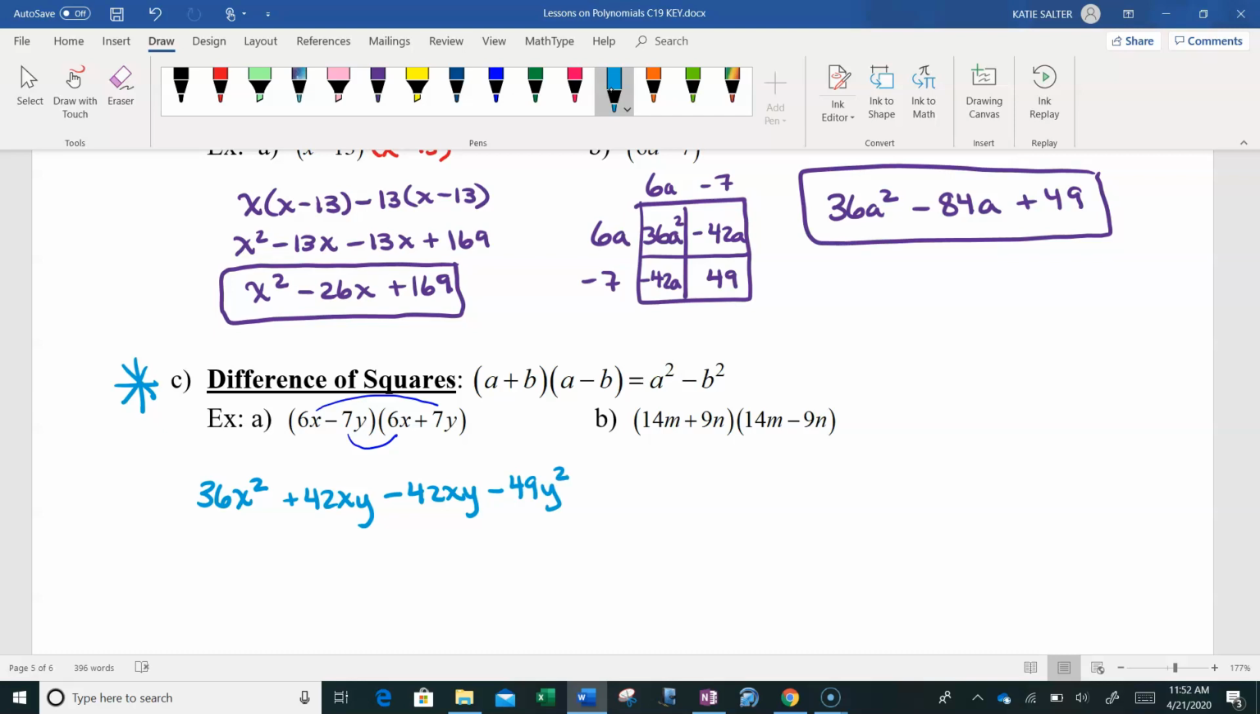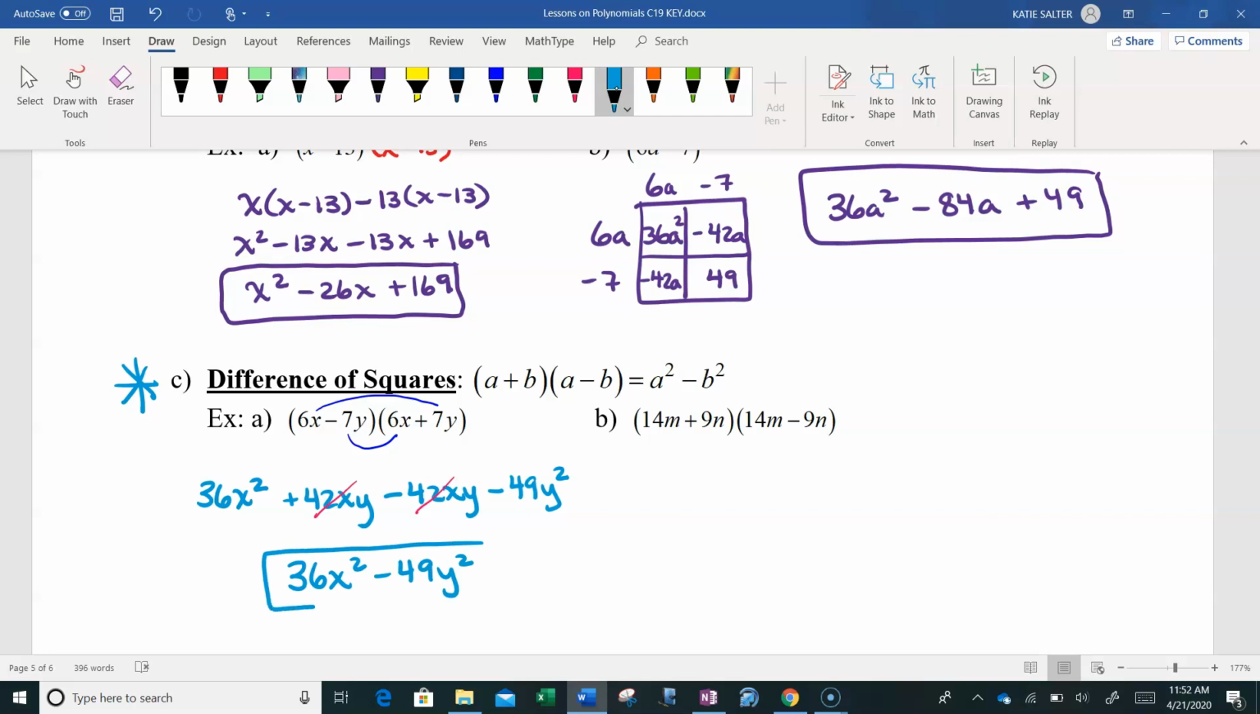So in this case, just like the last two, we also have like terms. But our like terms are exactly the same, except one's positive and one's negative, so they're going to cancel. And that's why our final product ends up being just a binomial and not a trinomial like the first four problems. So we get 36x squared minus 49y squared.